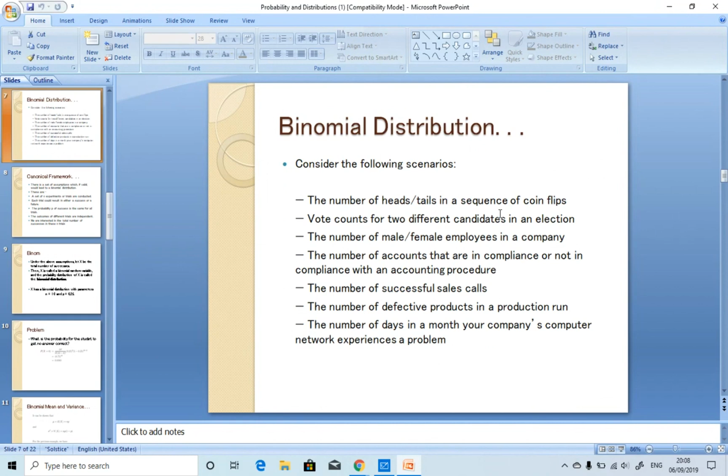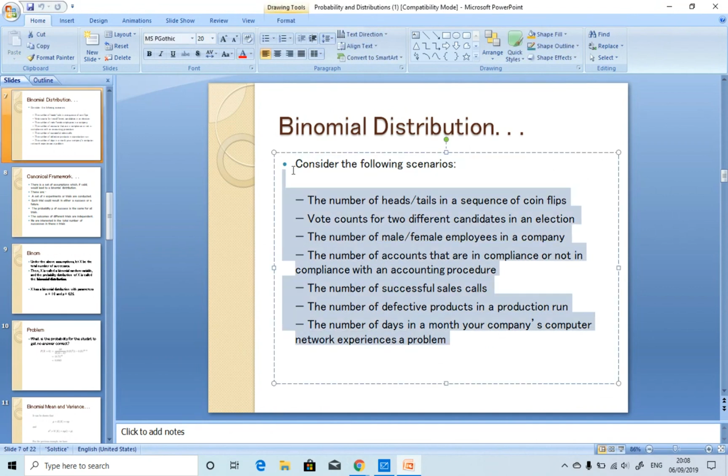The number of heads in a sequence of coin flips, vote counts for two different candidates in an election, the number of males and females in a company, the number of accounts that are in compliance or not in compliance with accounting procedure, the number of successful sales calls, the number of defective products in a production run, and the number of days in a month a computer network is experiencing problems. These are all real problems which can be solved using what distribution? The binomial distribution.